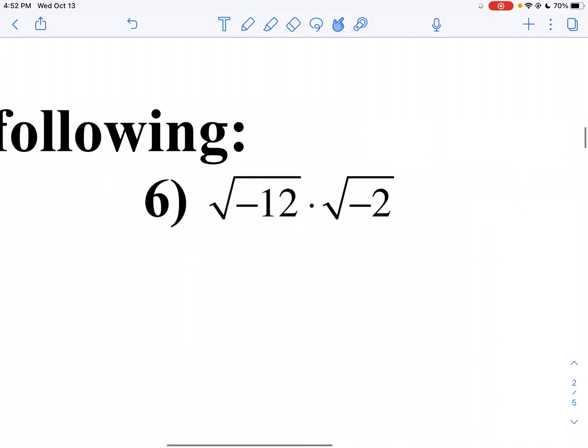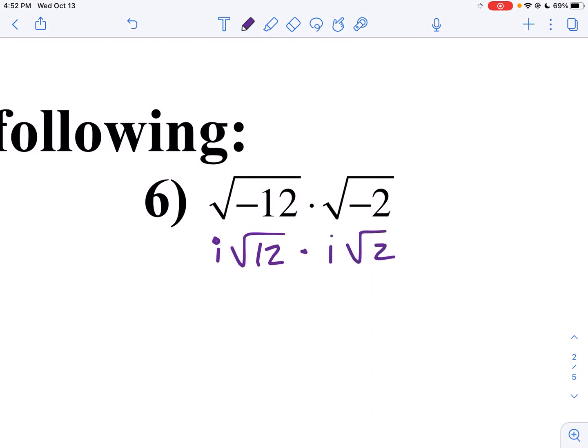Let's take a look at the next one. I'll do the same thing. The square root of negative 12 is i times the square root of 12, times i times the square root of 2. Well, i times i is i squared times the square root of 24.